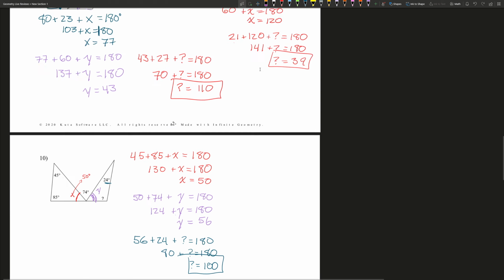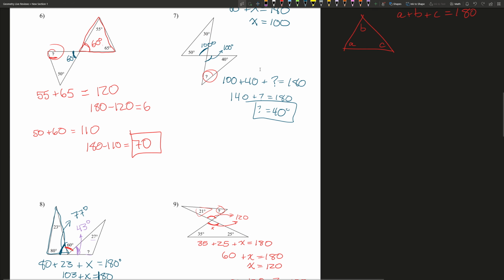On number 6, yeah, that should be 60. 180 minus 120 is 60.